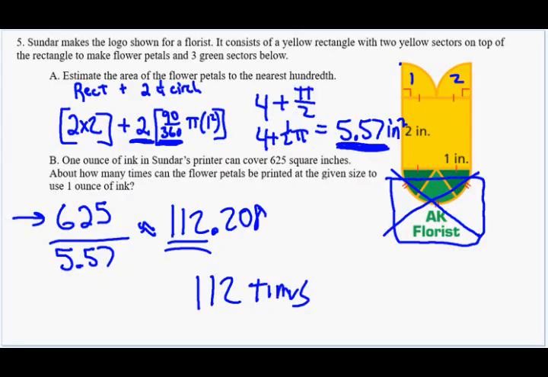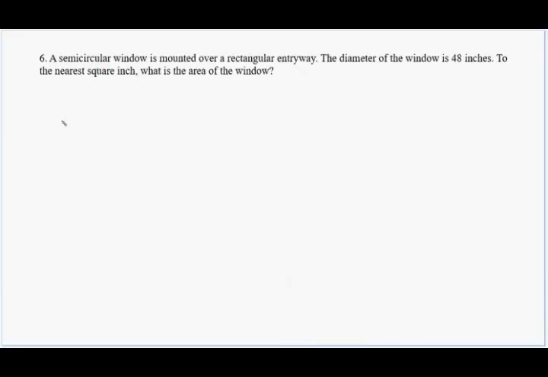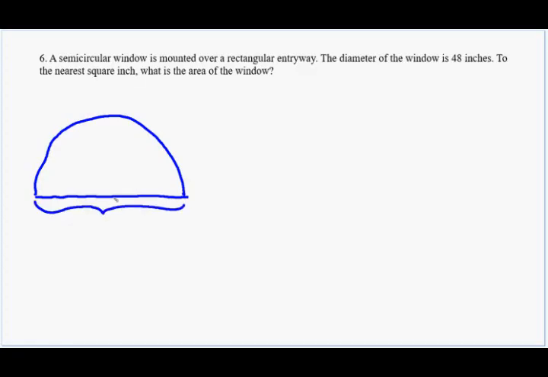All right, number 6, a semicircular window. So here's our semicircle window, mounted over a rectangular entryway. The diameter of the window is 48 inches. To the nearest square inch, what is the area of the window?